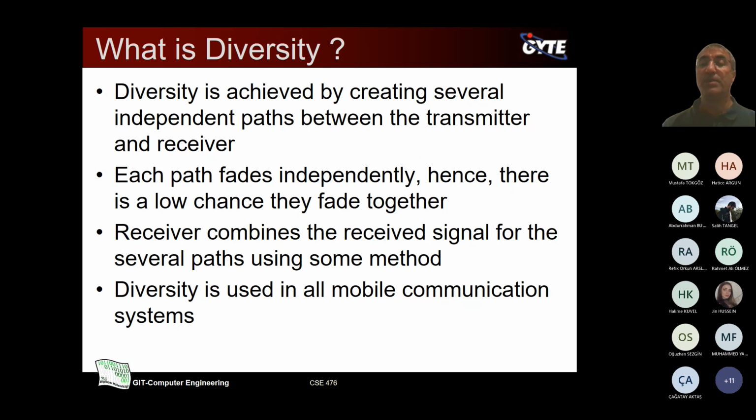You can obtain or reconstruct the signal, since all the paths carry the same information. So we transmit the signal over different paths, and the receiver combines the received signal from the several paths using some method. We are going to see these combining methods shortly. So in summary, diversity is used in all mobile communication systems that we're going to see.